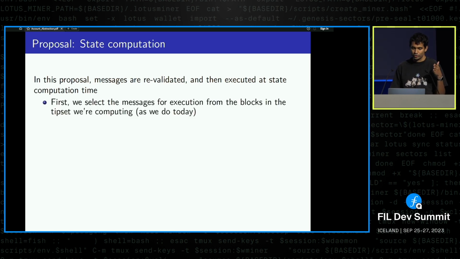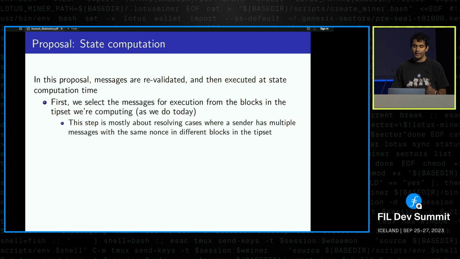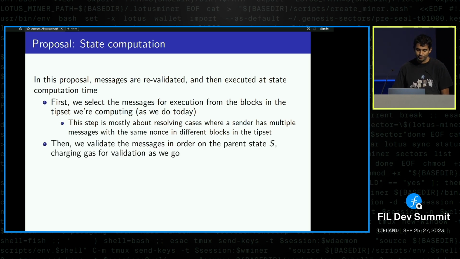So first you select the messages for execution. So you've got 5 blocks in this tip set. Select which messages will actually get executed based on nonces. This is exactly what we do today. And it is mostly about resolving cases where a sender has multiple messages with the same nonce but in different blocks in the tip set. So there's 2 different messages with nonce 40 from sender X in block 1 and block 2. And then you just skip the message in block 2.